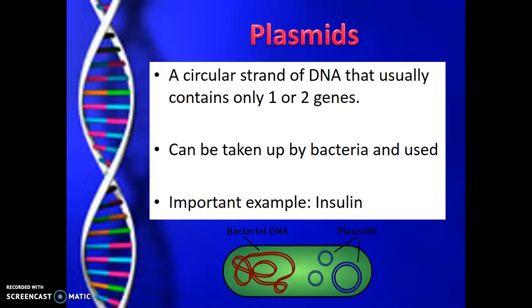Now we can convince bacteria to help us out. So the really big important one is insulin. We can make bacteria make human insulin because we take the human gene for insulin and we put it in a plasmid, a circular ring of DNA, and then we give that plasmid to a bacteria, and the bacteria will read the DNA plasmid and it will make human insulin. This is so important because people who have diabetes can't make insulin to control their blood sugar, and so they have to inject it.